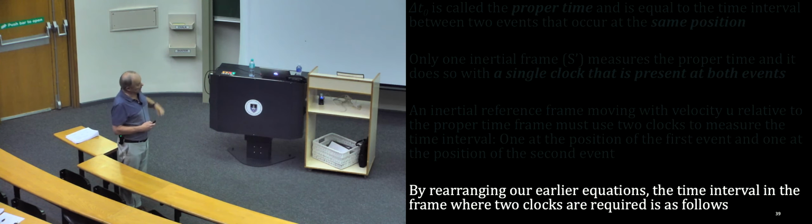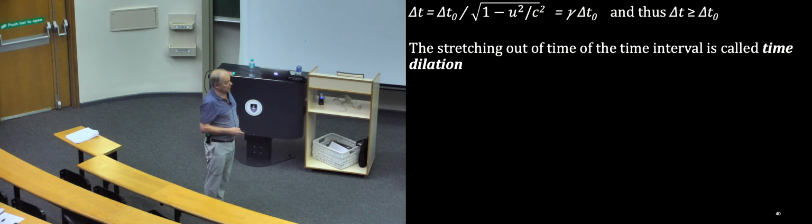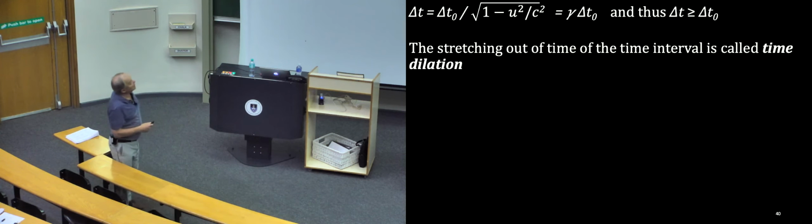Now, by rearranging our earlier equations, the time interval in the frame where the 2 clocks are required is as follows, where delta t equals delta t naught divided by that, which is gamma delta t naught. And thus delta t is greater than delta t naught. Remember Peter over there, he was measuring the time that signal took to go up and down. He measures a longer time than Sarah does. And the stretching out of time is called time dilation. That's all that happens. And we're beginning to get a gentle introduction that we are swapping space and time with each other.